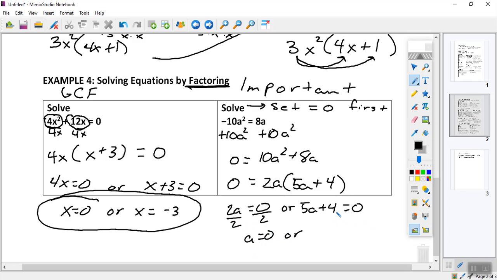Okay, what would I have to subtract by on the other one? Subtract a 4 and then divide by what? 5. Wouldn't that just be negative 4/5, kids?